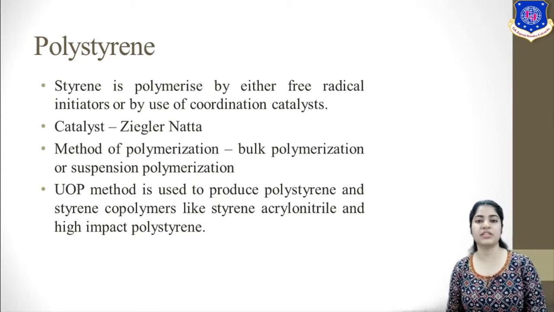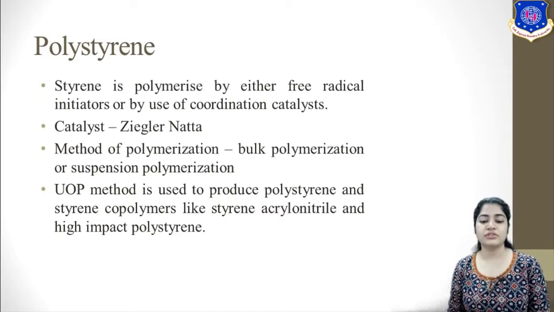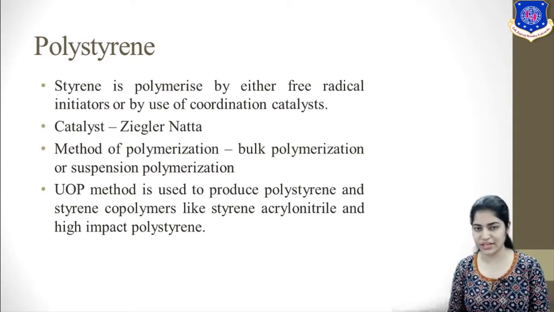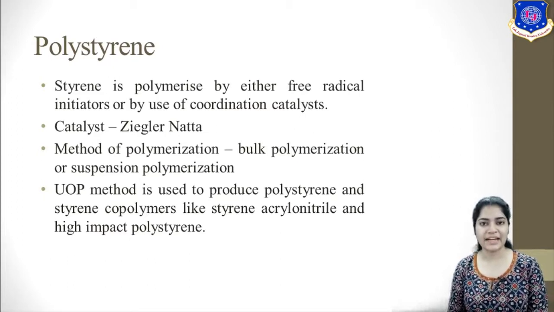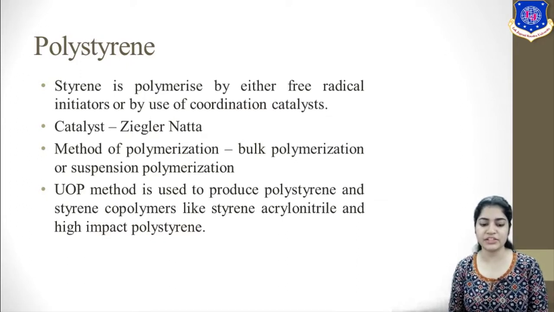First of all, polystyrene, it is a part of your polymer chapter. Styrene is polymerized here either by a free radical initiator or by the use of a coordination catalyst. So polystyrene is a polymer of which the monomer is what? Styrene. The catalyst used here is Ziegler-Natta catalyst. Now the method of polymerization used can be bulk polymerization or suspension polymerization.